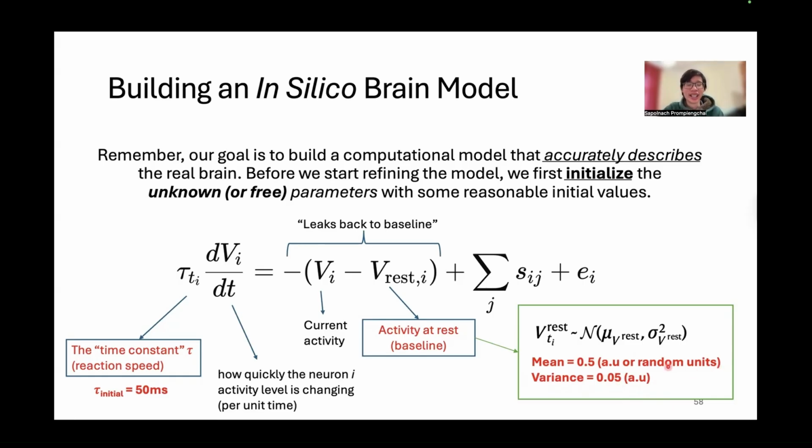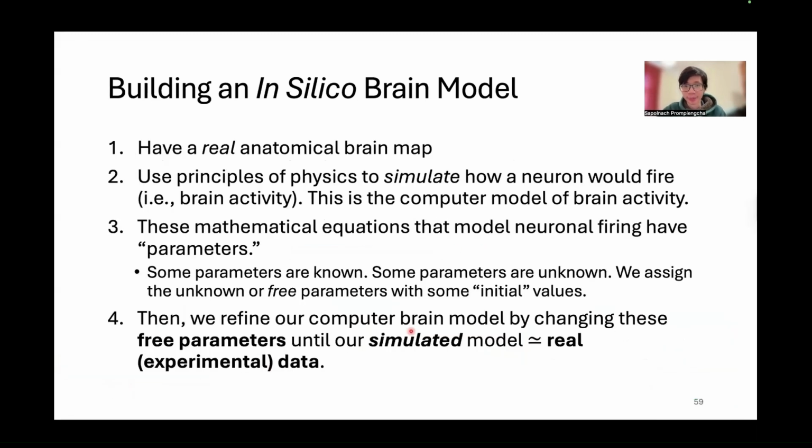And they're doing it in random units. Essentially, we are not really using the real membrane potential, which is around minus 70 millivolts or something like that. Instead, they use arbitrary units where 0 means no activity and 1 means maximal activity. So you're creating that kind of distribution there. But it really doesn't matter for the purpose of this talk. Just know that the point of this is that for the unknown free parameters, we are initializing some kind of values.